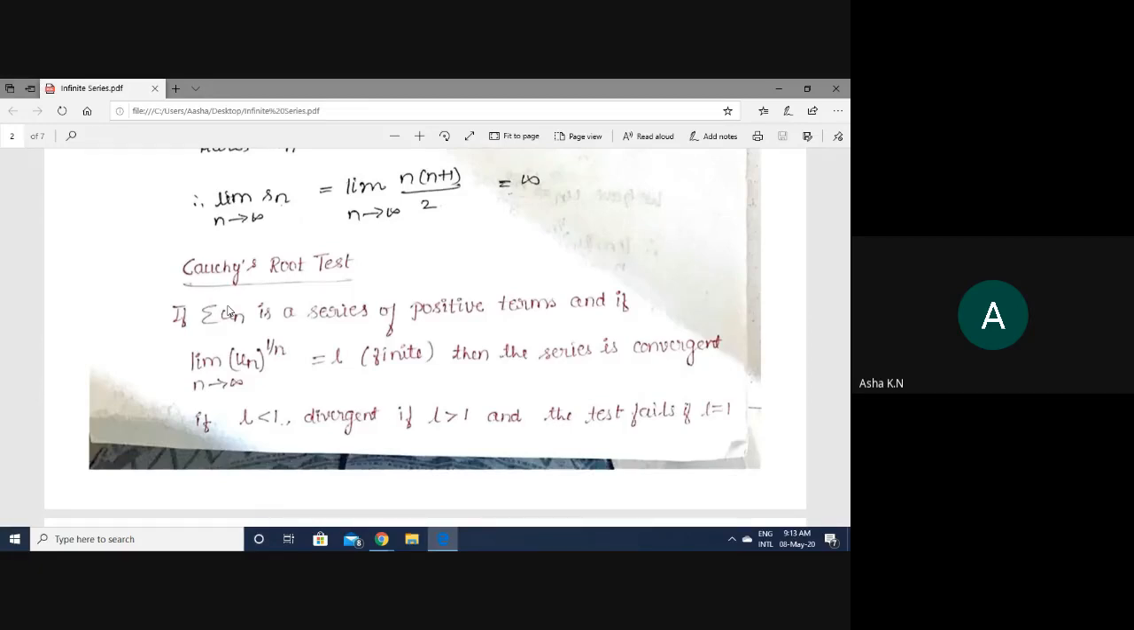Suppose by chance negative terms are also there in the given series, usually with alternating plus or minus signs. In that case, when you are taking the limit of un power 1 by n, you take the mod of it. Whatever limit you get, if you get minus 2, you should take it as 2. Mod of that. But usually that is not there in your syllabus. By chance if it comes, it's the same procedure. You just take mod of the limit you are getting. Okay, so this was about Cauchy's root test.